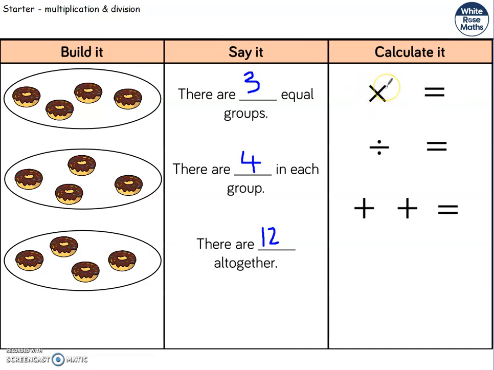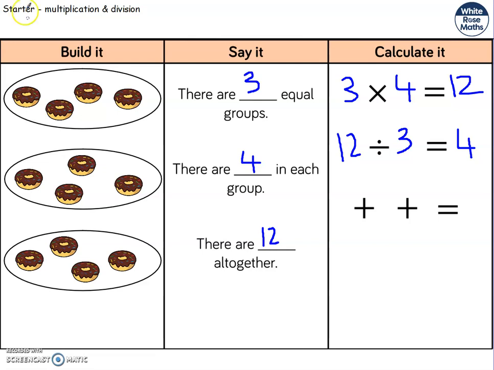So how would we use the times? 3 times 4. We've got 3 lots of 4 donuts and that equals 12 altogether. If we were going to do a division sum, remember your biggest number always comes first. Your biggest number here is 12. 12 divided by what? So the 12 is going to be divided by each group. 1, 2, 3. There are 3 groups. And that gives us 4. So 12 donuts divided by 3 plates equals 4 on each plate.